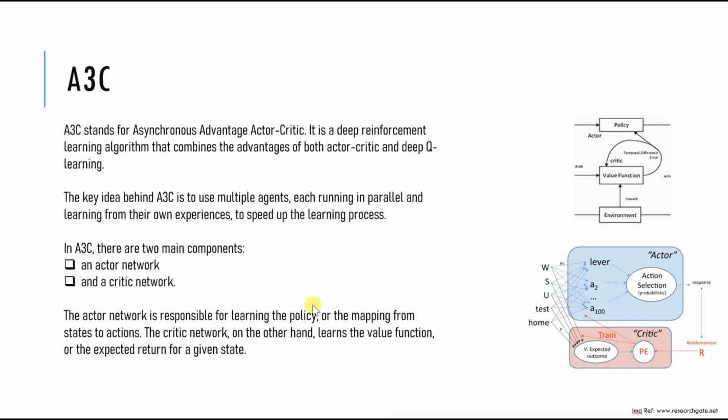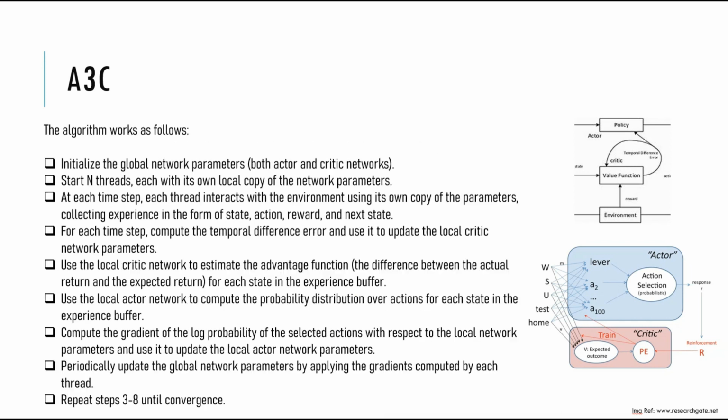To see how it works, let's go through the steps. You can see that compared to any other algorithm, this algorithm has many steps. Let's understand them briefly. In the very first step, we initialize a global network with random initialized weights, and then we initialize a set of worker agents, each with their own copy of the global network. Those are the very first two steps.